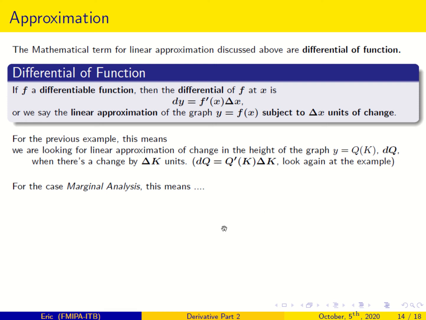What if you don't walk 1 but you walk a half? Then you have a half times f prime(x). A quarter, so a quarter times f prime(x). What about delta x? Delta x times f prime(x). That's what we usually call the linear approximation, the differential approximation. It is a general case of marginal analysis. For marginal analysis, it is an additional 1 unit, but here you can have an additional half unit, an additional quarter unit, and so on. Okay, thank you very much.